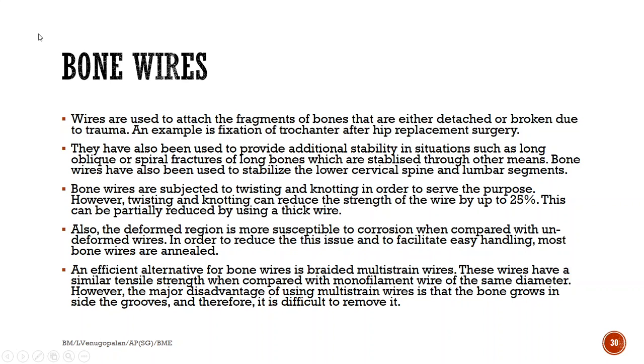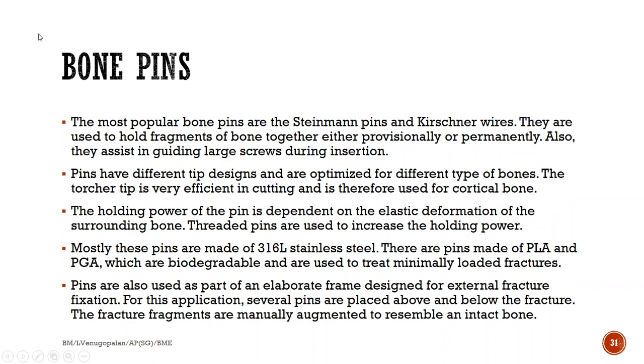Multi-strain wires are not used for bone implant as bone wires. Moving on to bone pins. So the most popular ones are Steinman and Kirschner wires. Although the Kirschner wire is called a wire, it's a bone pin. These are used to hold fragments of bone together, either provisionally or permanently, and they assist in guiding large screws during insertion.